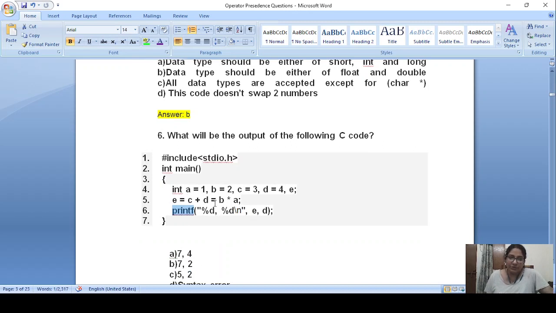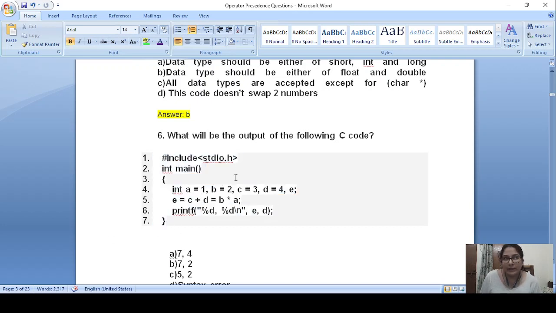So let's come to the question. A is equal to 1, B is equal to 2, C is equal to 3, D is equal to 4, and E is equal to C plus D is equal to B multiplied by A. Okay, fine. So here you are using the is-equal-to operator, and here you are evaluating an expression, and here also you are evaluating an expression. Just remember this thing. Few things I am telling you to remember. When you try to run this code, you will see.